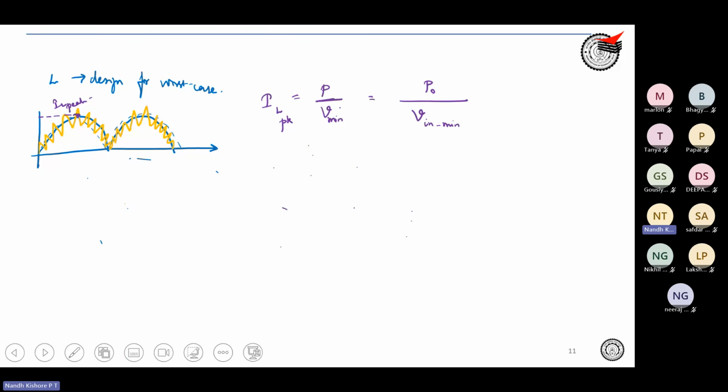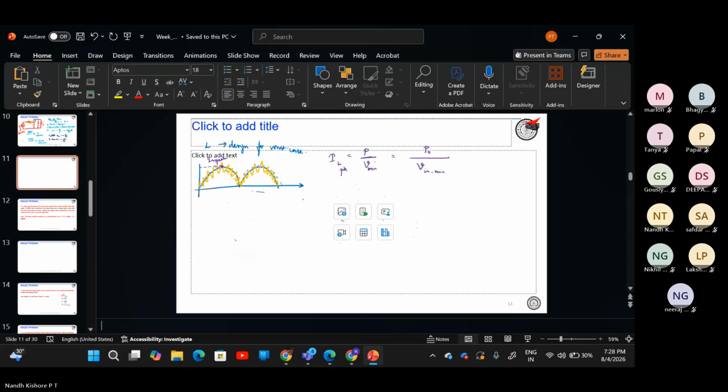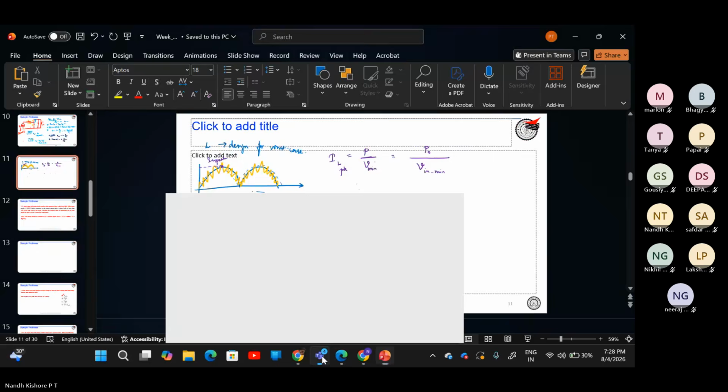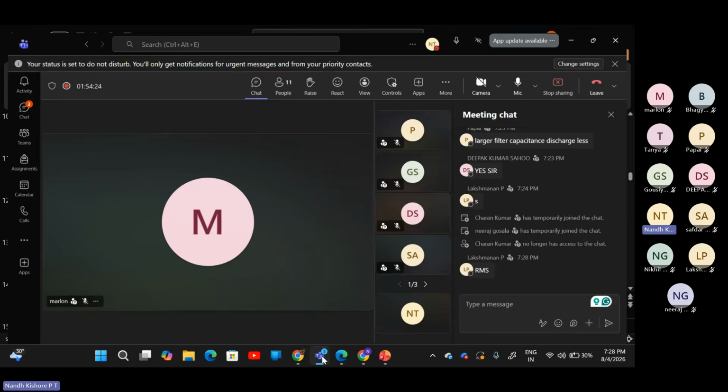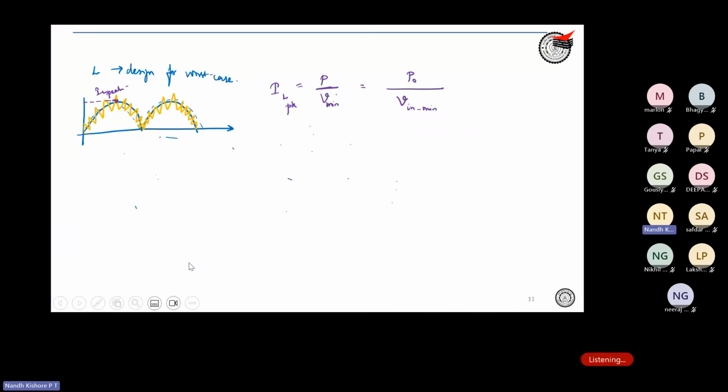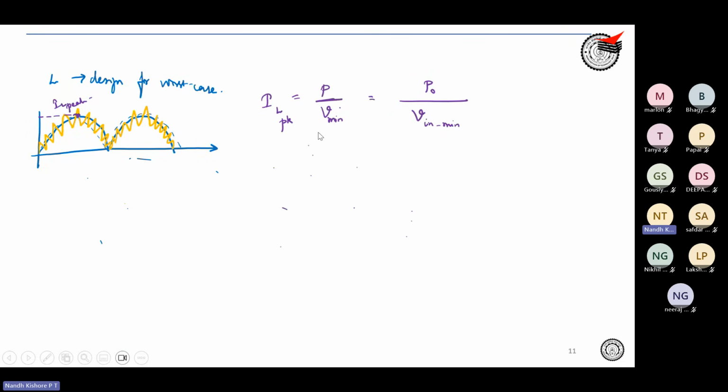What is this voltage? Is it the RMS? Is it the peak value? What is the voltage? Is it the RMS we are talking about, or is it the peak value? RMS.